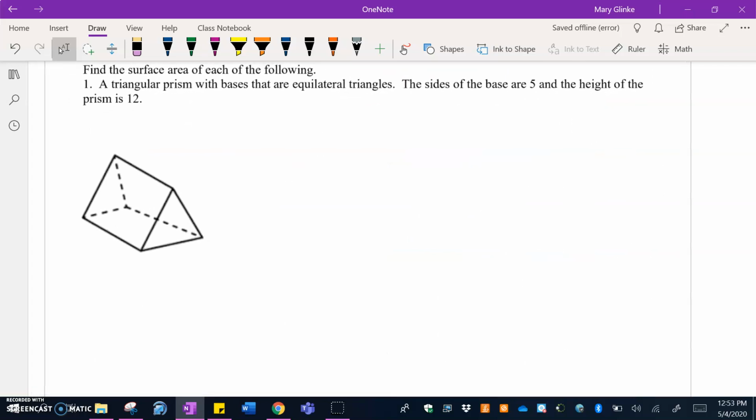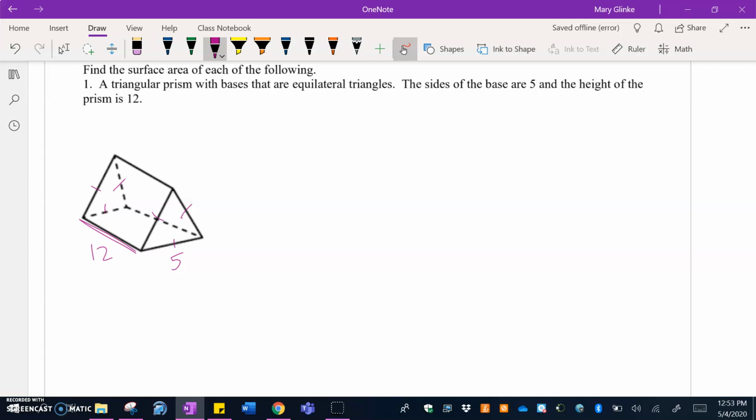So we have a triangular prism with bases that are equilateral triangles. You can see here, this shape has two bases that are congruent. They're equilateral triangles. The sides of the base are 5 and the height of the prism is 12. As a reminder, the height of the prism is the distance between the bases. It's not necessarily the up and down, it's the distance between the two bases.